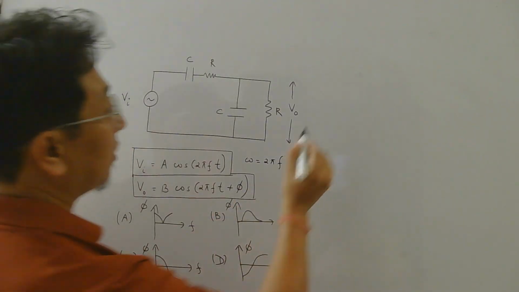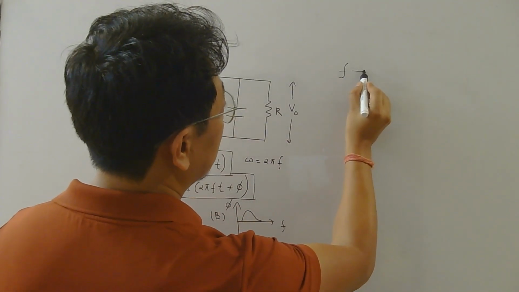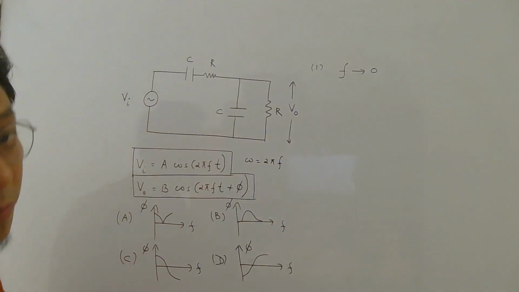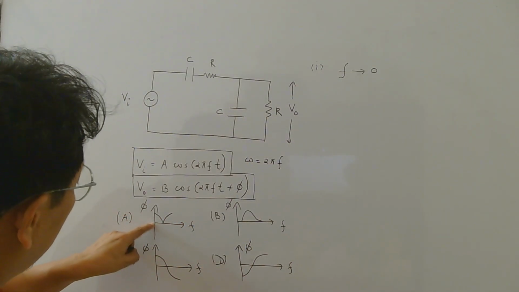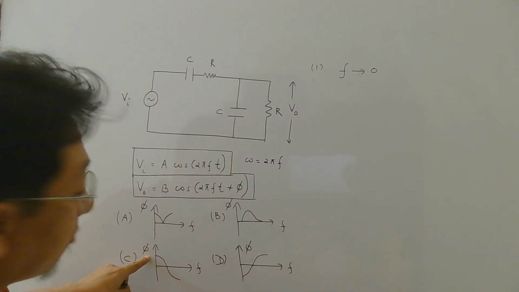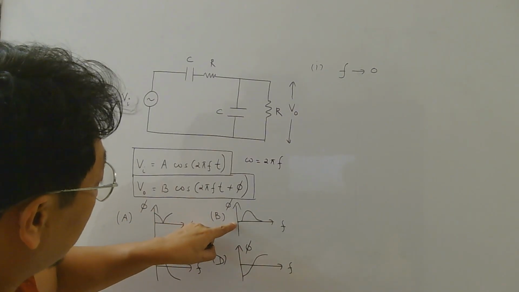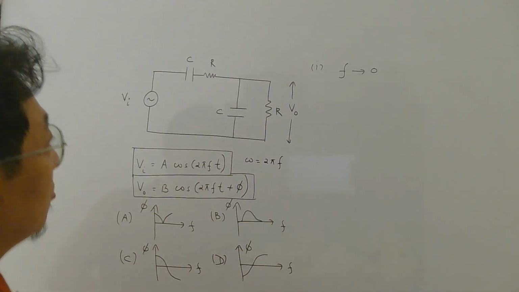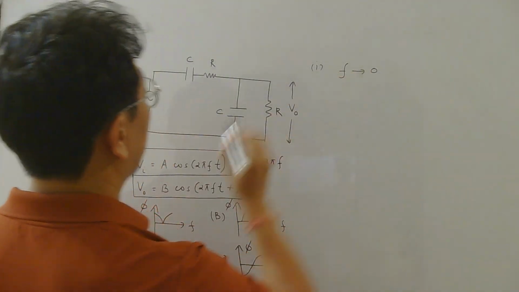So we will take some extreme cases when frequency is very small. So when frequency is very small means I am somewhere here, right? So in this graph, frequency when it is very small, phi is positive. Here also phi is positive. Here phase difference is 0. Here phi is negative. So let's try to see what happens when frequency is very small.